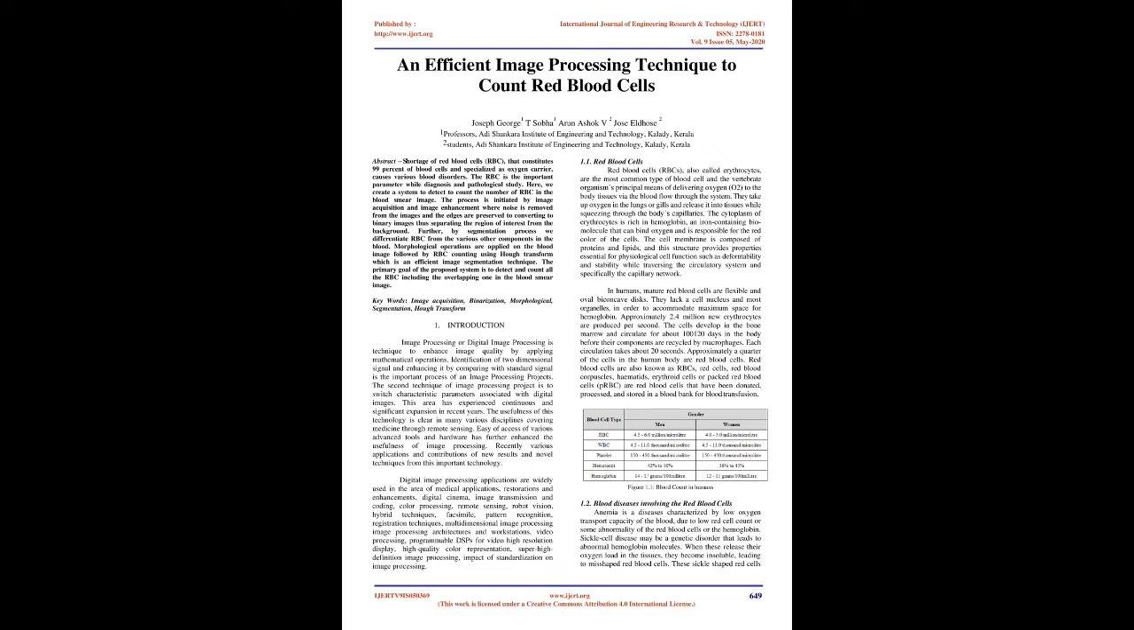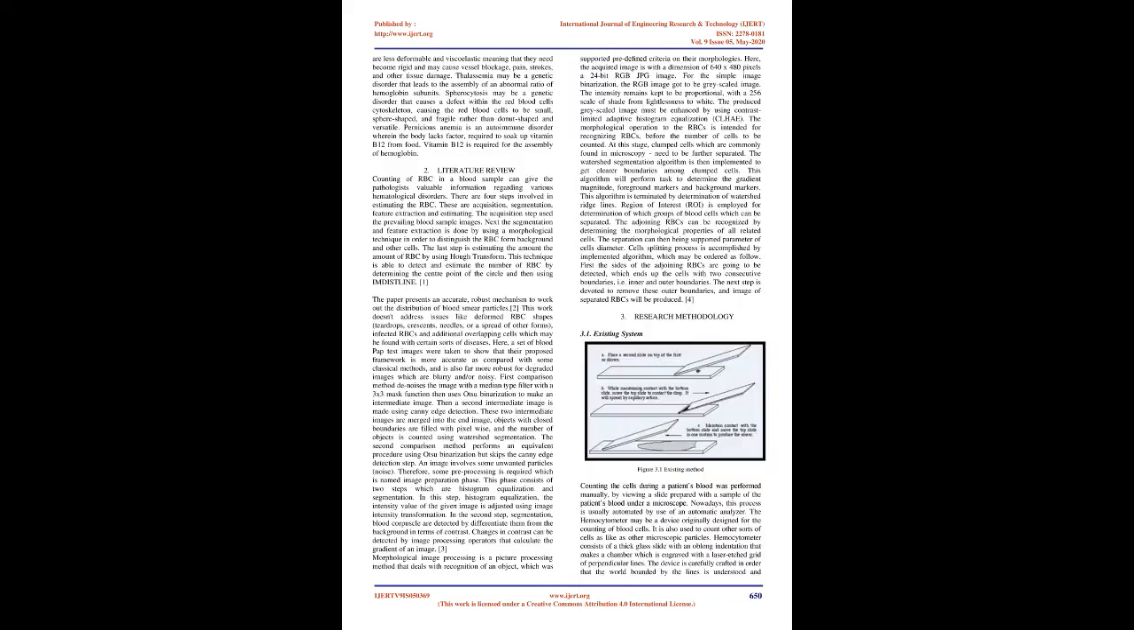Approximately 2.4 million new erythrocytes are produced per second. The cells develop in the bone marrow and circulate for about 100 to 120 days in the body before their components are recycled by macrophages. Each circulation takes about 20 seconds. Approximately a quarter of the cells in the human body are red blood cells.